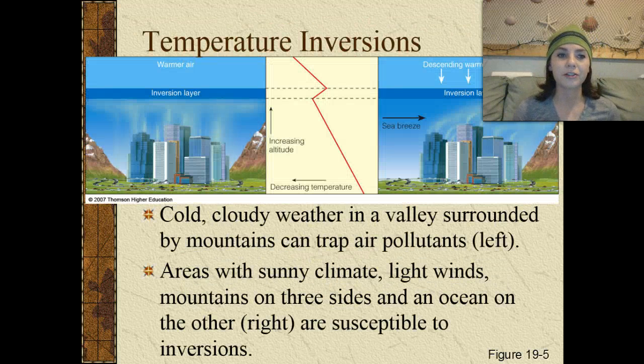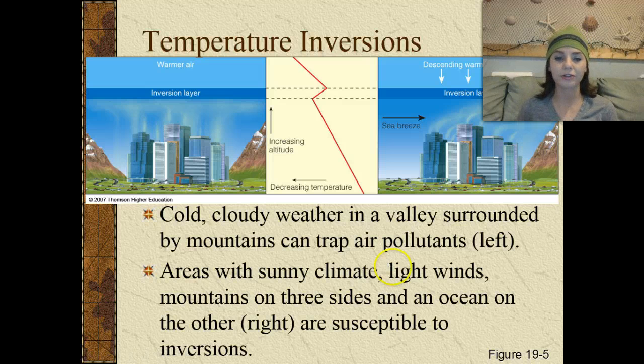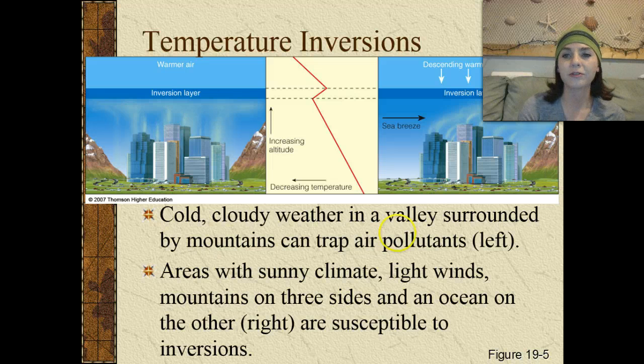So temperature inversions we're going to talk about too. We have cold, cloudy weather in a valley surrounded by mountains that can trap air pollutants. This is to our left right here. And then we also have areas with sunny climate, light winds, mountains on three sides, and an ocean on the other. And those are susceptible to inversions. They're right here.